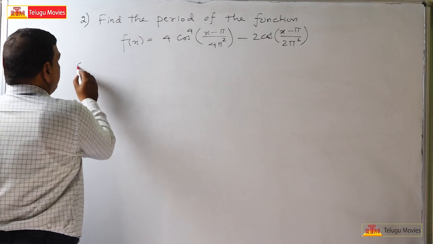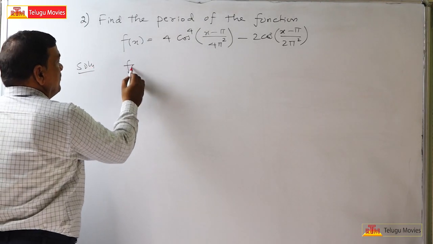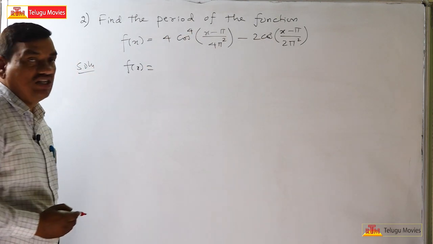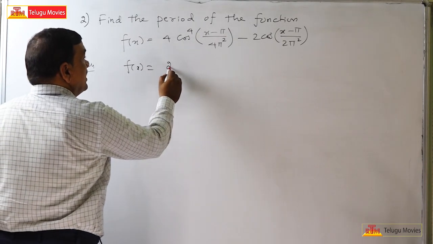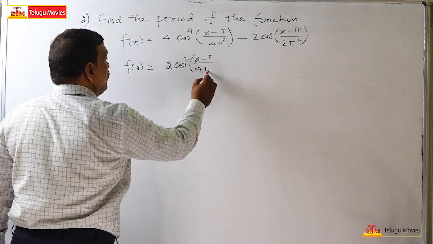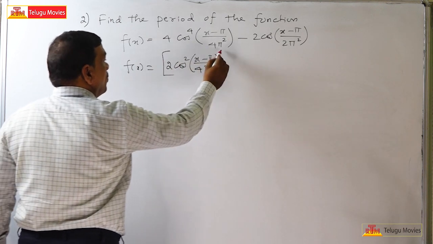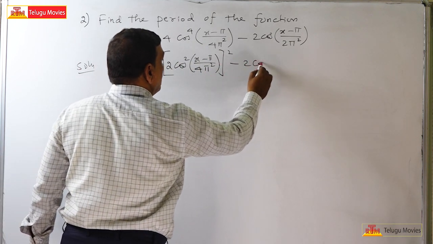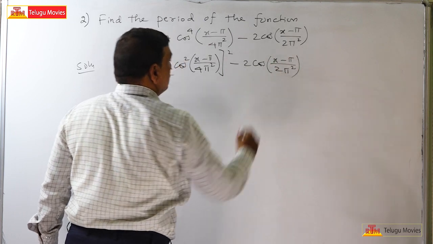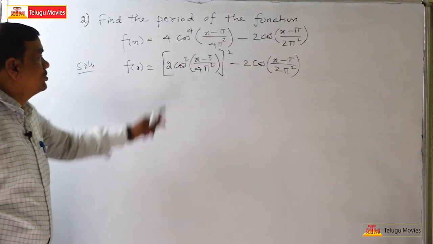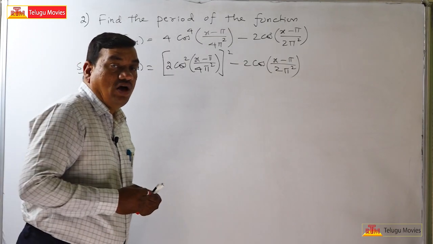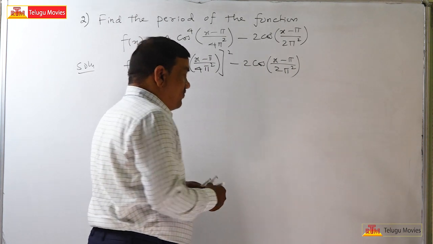First see here, f of x is equal to 4 cos to the power of 4 of (x minus pi by 4 pi square). So can I write it as 2 cos square (x minus pi by 4 pi square) whole square? Understand this? We know the list of formulas.